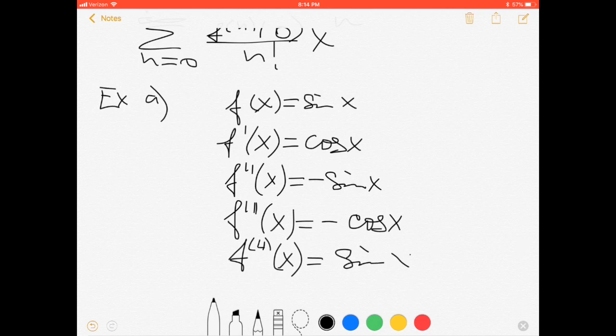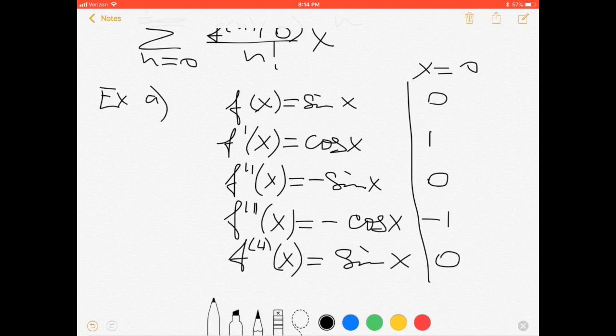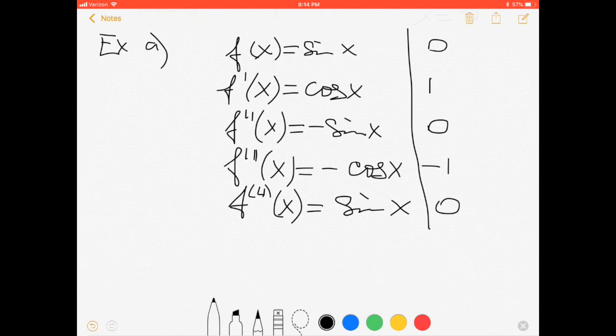sine x. This means you have a cycle, and fifth derivative will be cosine, sixth will be negative sine, then negative cosine, then again sine, and continue. This means we have some pattern here. If x equals 0, the values you have are 0, 1, 0, negative 1, 0. And now we're ready to write our series.